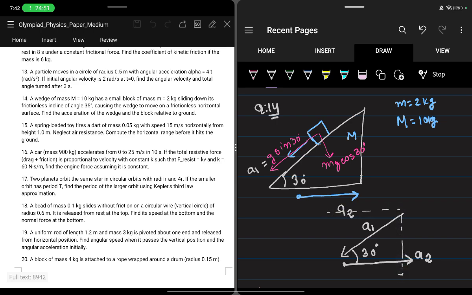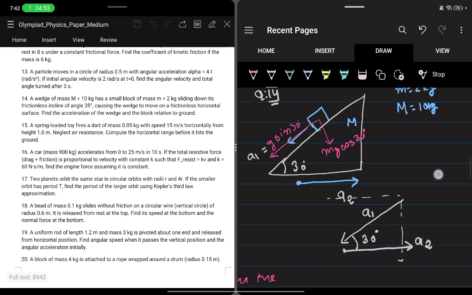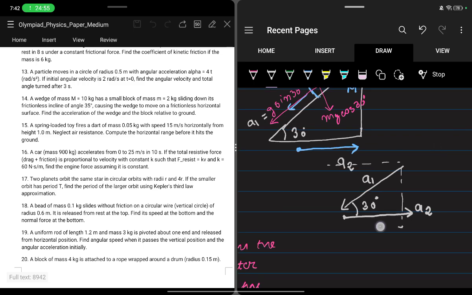This a1, the component of a1 in horizontal direction would be a1 cos 30 degree, yes or no? That is our a2, correct? So a2 is, what was the value of a1? It was g sin 30 degree. So g sin 30 degree multiplied by cos 30 degree, right?